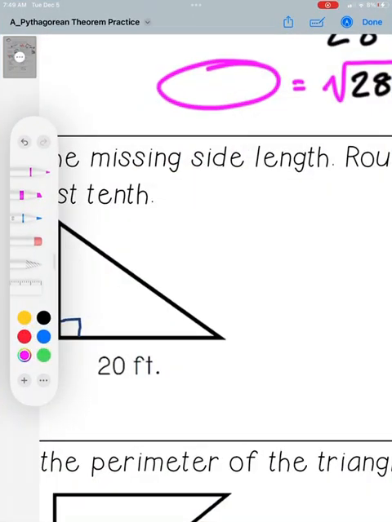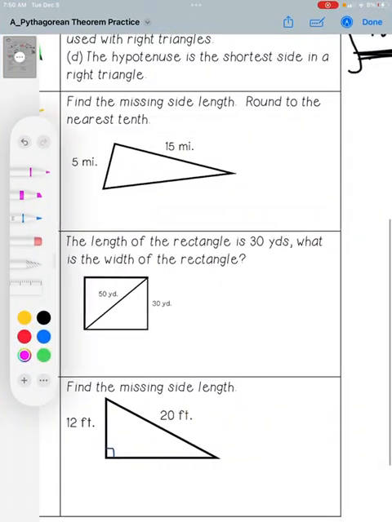Alrighty. Next problem. Find the missing side length, round to the nearest tenth. Okay, so this one should have the right angle labeled for you on your screens on Schoology, at least. On paper, it might not, and I apologize, but this is the right angle right here. So I've got a right triangle with a missing side length, so I can use A squared plus B squared equals C squared.